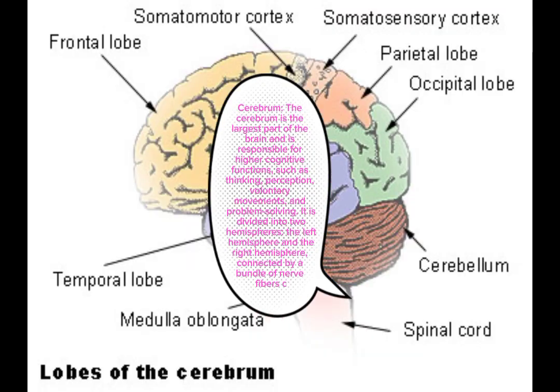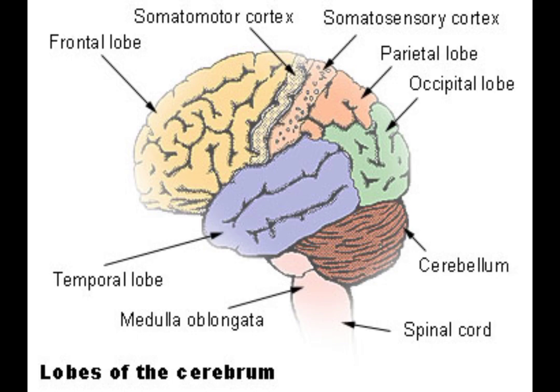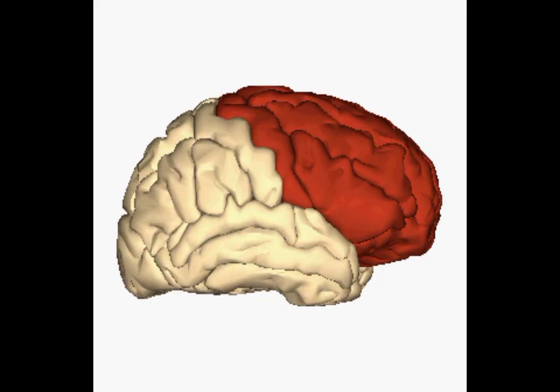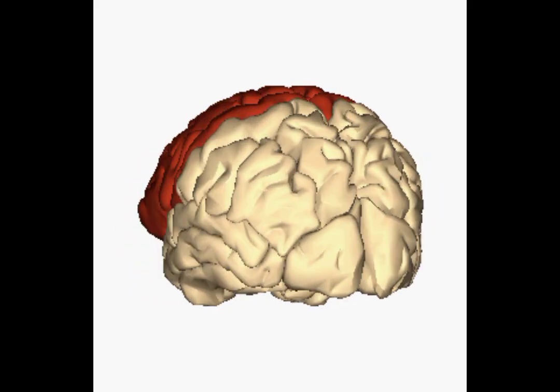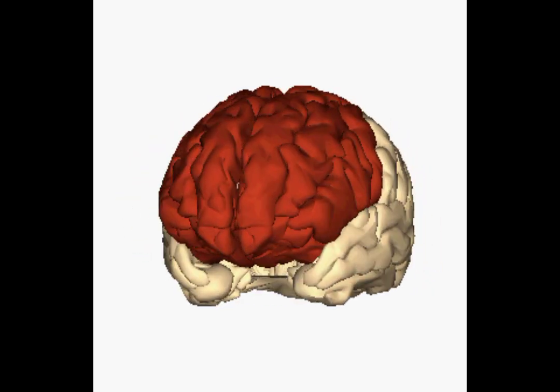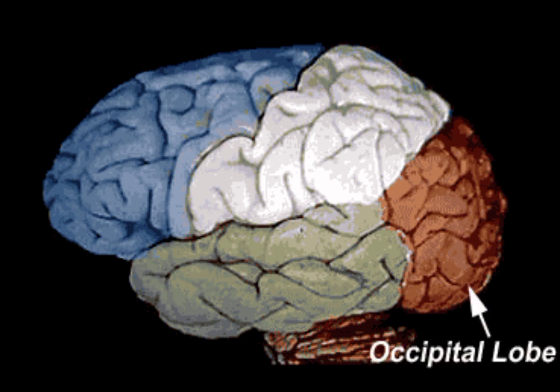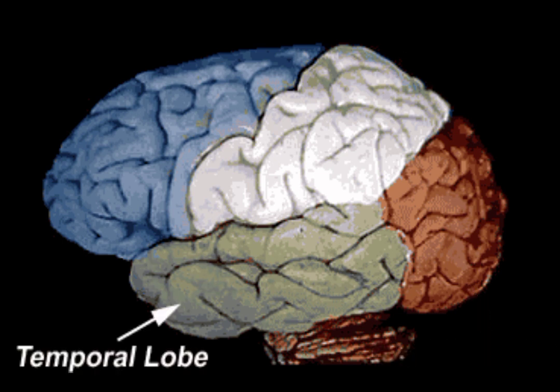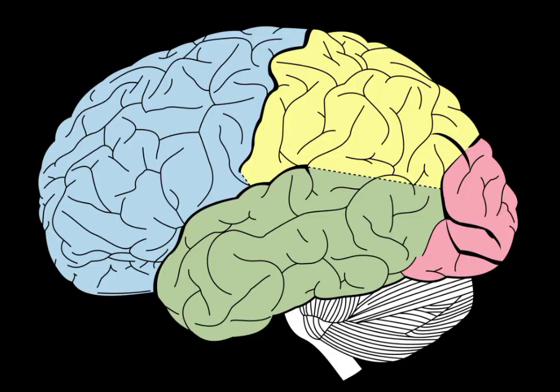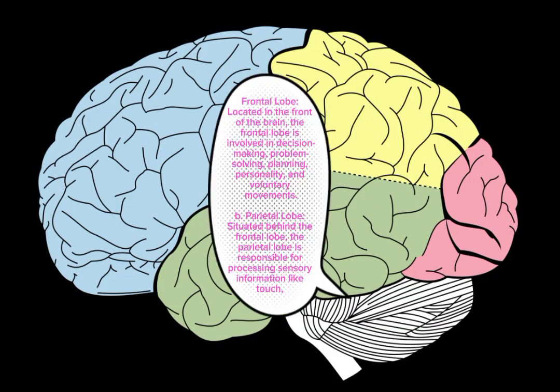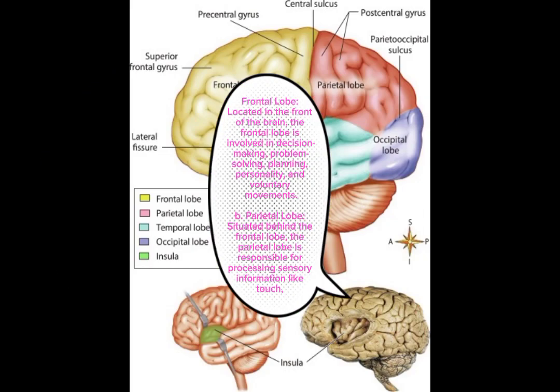Cerebrum. The cerebrum is the largest part of the brain and is responsible for higher cognitive functions such as thinking, perception, voluntary movements, and problem solving. It is divided into two hemispheres, the left hemisphere and the right hemisphere, connected by a bundle of nerve fibers. A. Frontal lobe, located in the front of the brain.